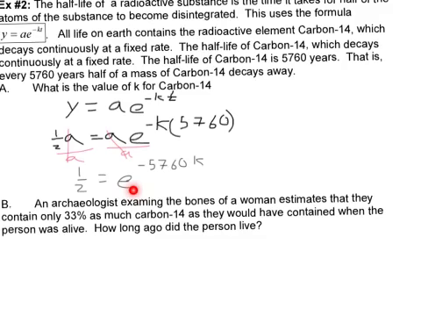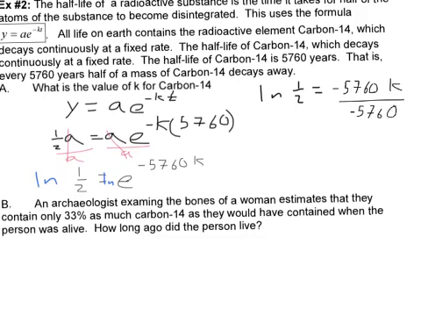So I told you guys there's a few different ways to think about it. We could think about it as taking the natural log of both sides, which leaves us with the natural log of 1/2 equals, and we said when we have a natural log of e, it's just whatever the exponent is, so that's just negative 5760k. Divide both sides by negative 5760, and this is your k value. Plug that into your calculator.